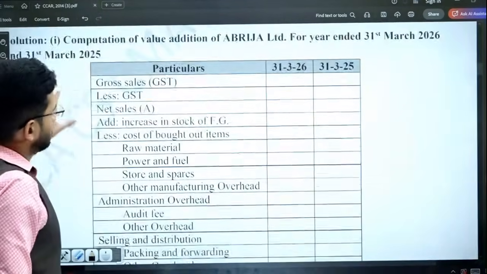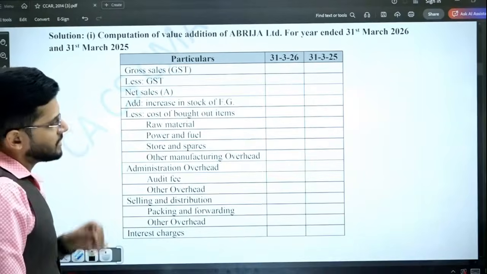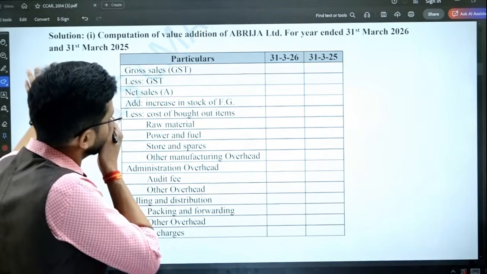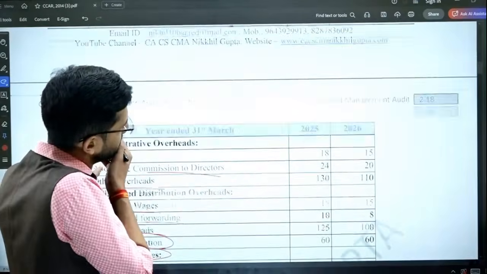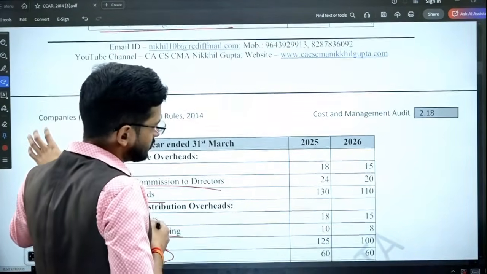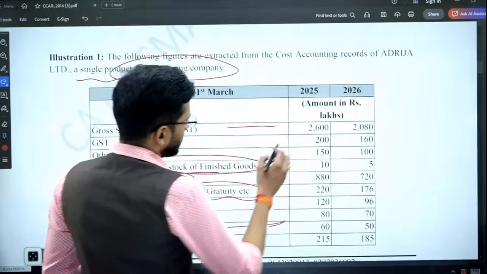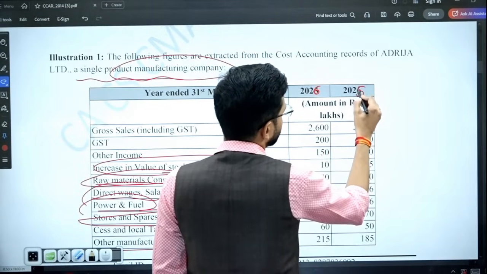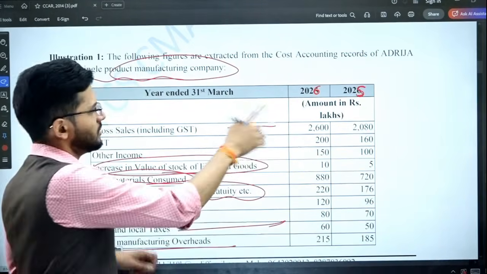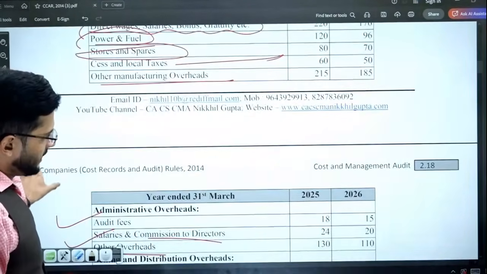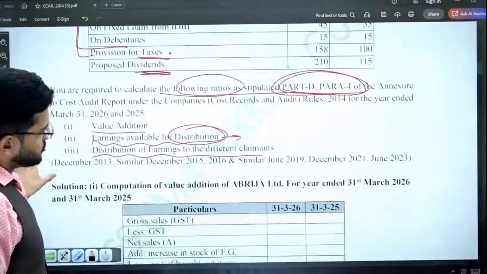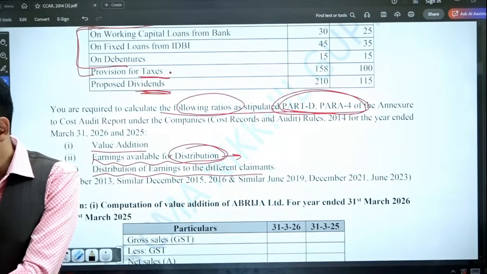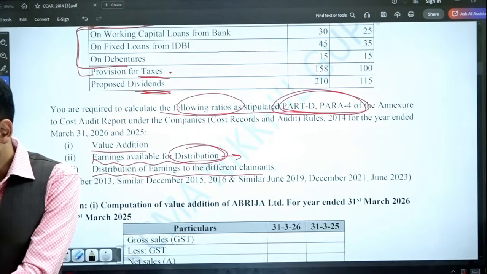Computation of value addition for Adrija Limited for March 26 and March 25. All right, sir. I think this should be 2026 and this should be 2025. Just interchange in your PDF also if it is different. If it is not different, then it's okay, because I'll be changing it in the PDF, which I'll share with you.